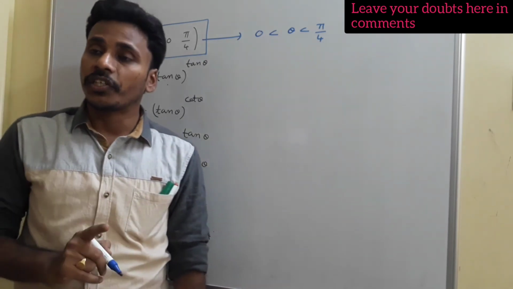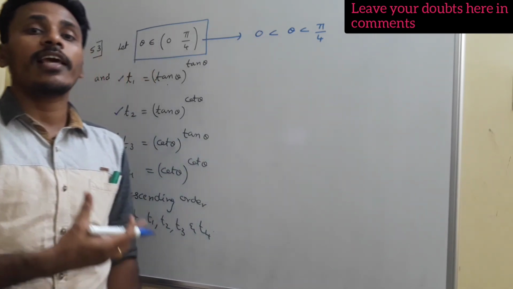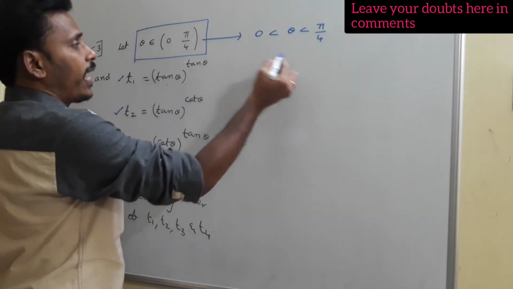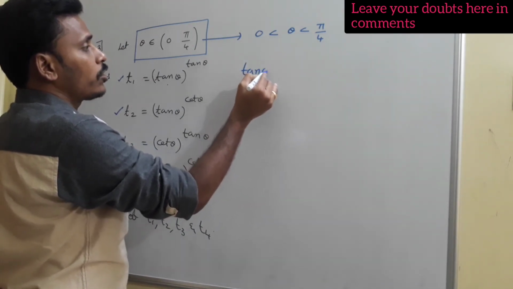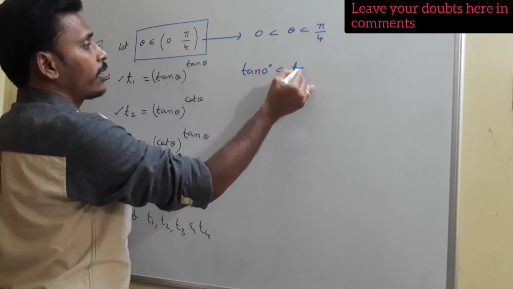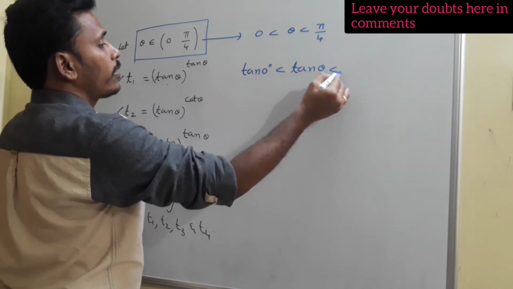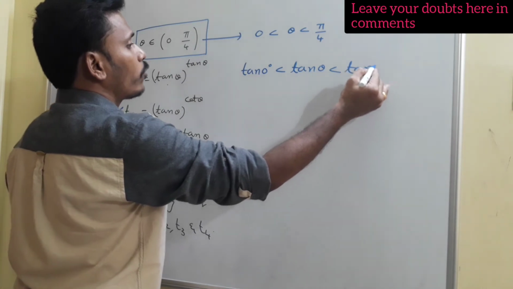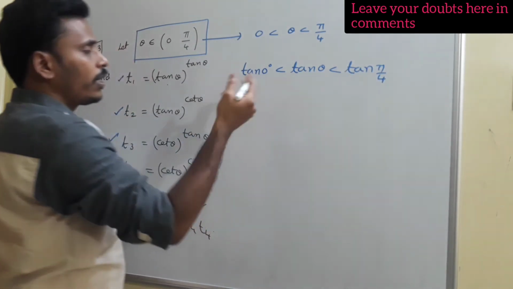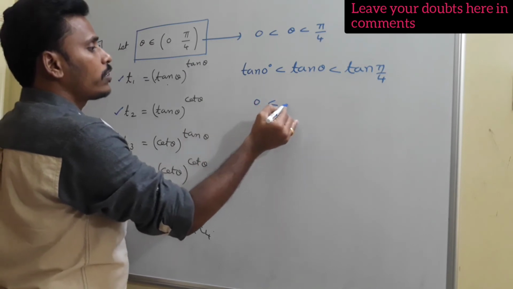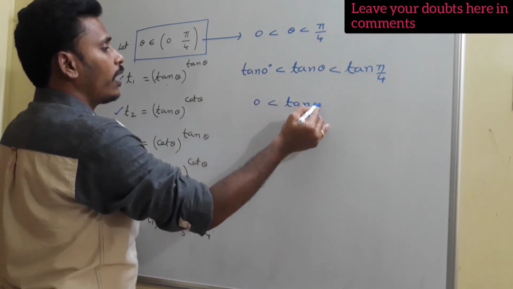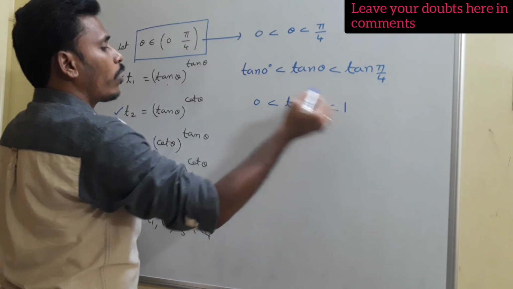Since tan theta is increasing, you need to use the same order as per their angles. You just apply tan here. Then what will happen? Tan 0 degrees is less than tan theta is less than tan pi by 4. Since tan is increasing, it is very clear. Tan 0 degrees is 0, which is less than tan theta, which is less than tan 45 degrees, which is 1.